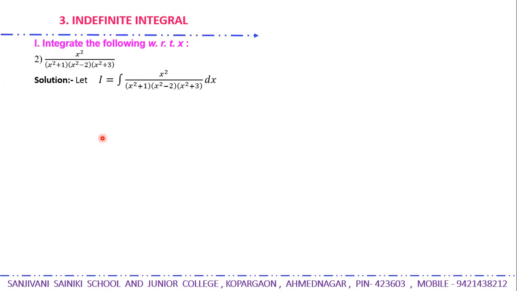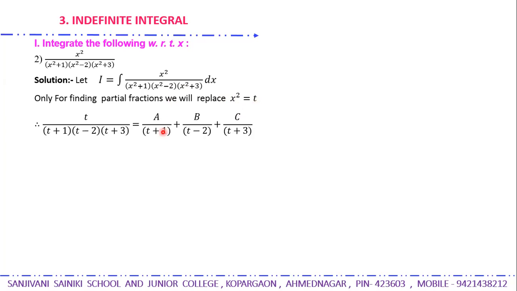This is the next problem. Here each of these terms contains x square. So for finding the partial fraction only, we will replace x square by t. Then we get the partial fractions like this: a upon t plus 1 plus b upon t minus 2 plus c upon t minus 3, because each of these is a linear non-repeated factor.